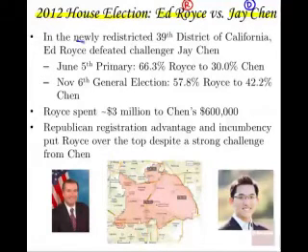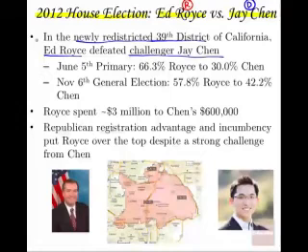So in this newly redistricted 39th District of California, Ed Royce defeated challenger Jay Chen. Ed Royce was first elected, I believe, in 1998. So he's run several elections. He had campaigned previously before. Sometimes he had some strong challengers, but ever since his initial election, this was probably his strongest challenge, mostly because the redistricting created favorable circumstances for the challenger.